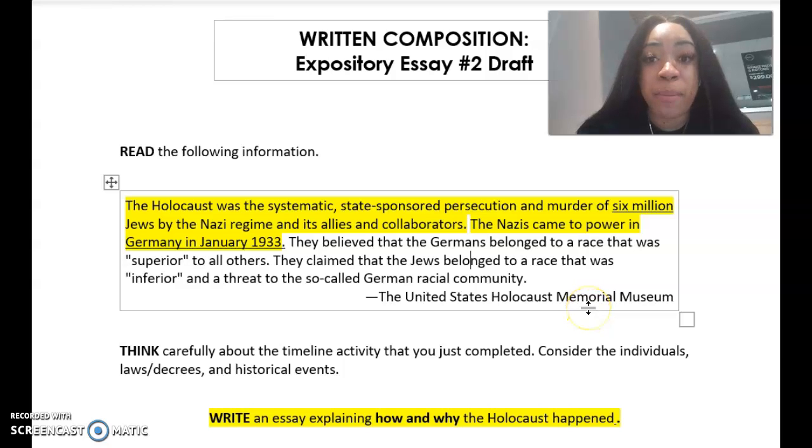You're also pulling information from what you've already learned about the Holocaust, which we're now on like day 5. So we've learned so much about the Holocaust so far. I would suggest going back to some of your worksheets that you've previously done to get more information to use for your essay if you are finding yourself stuck.